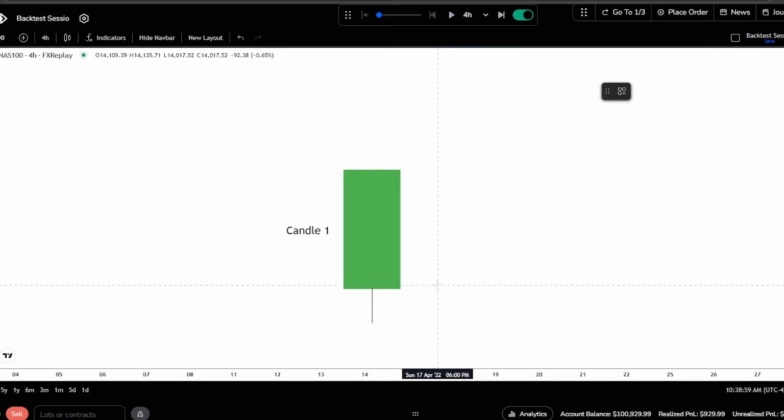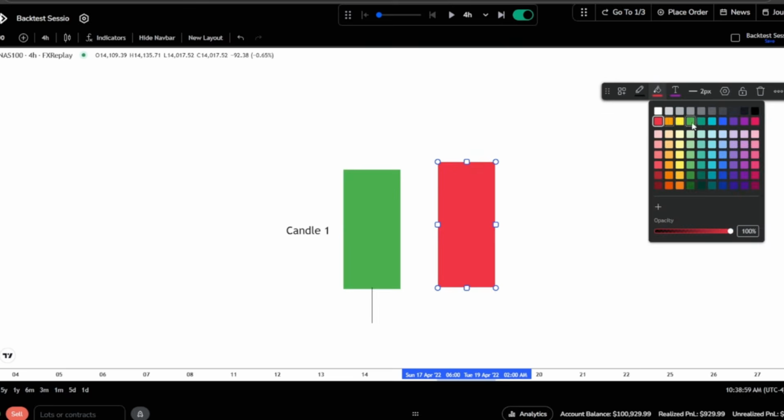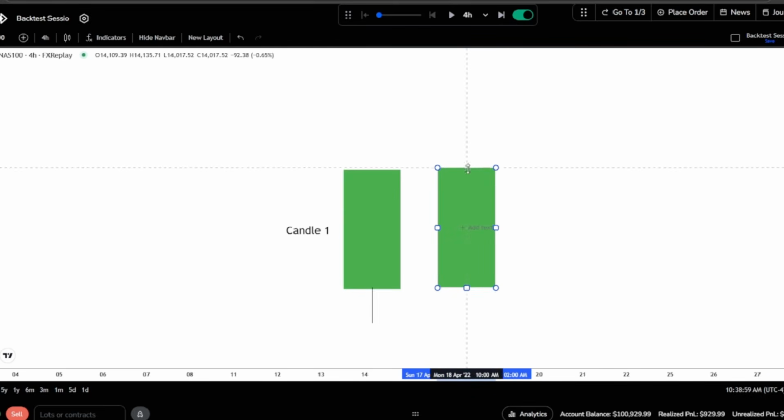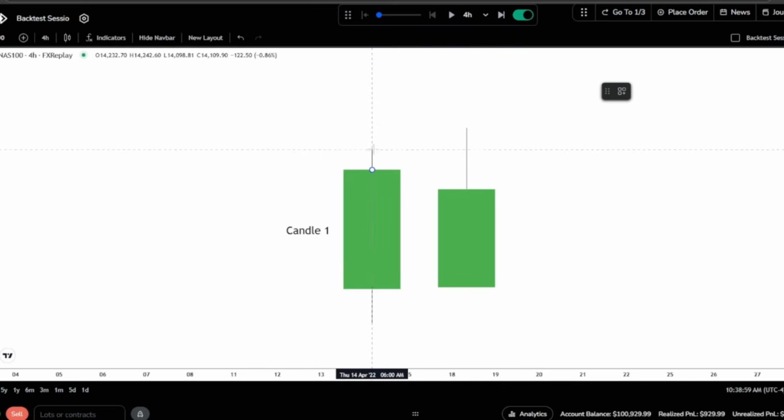Candle two is going to be the manipulation candle. So we manipulate this accumulation high, or the candle one high. This is going to be the manipulation candle, and this will be candle two.